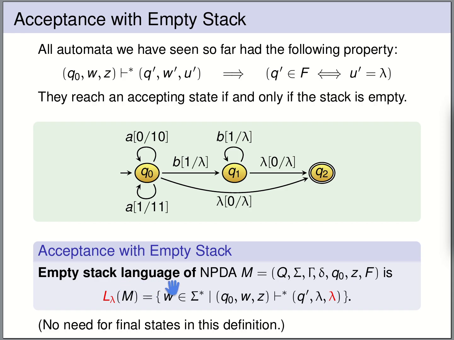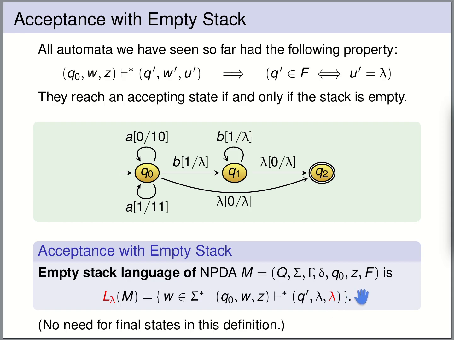So the empty stack language of a non-deterministic pushdown automaton, denoted by L lambda of M, consists of all words W over the input alphabet, such that if we start our non-deterministic pushdown automaton in the starting state with the input word W and the stack content just the stack starting symbol, there exists a computation that brings us to some configuration that has consumed all the input and the stack is empty. So there's no condition on the state that we are reaching. It does not need to be a final state. The only condition is that we've read all the input and the stack is empty.